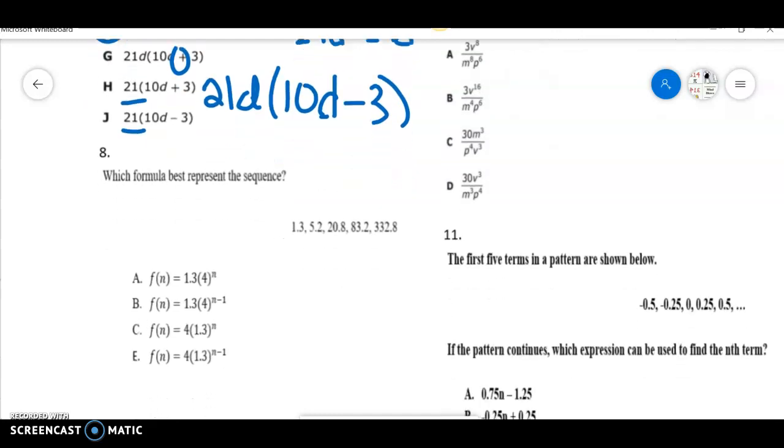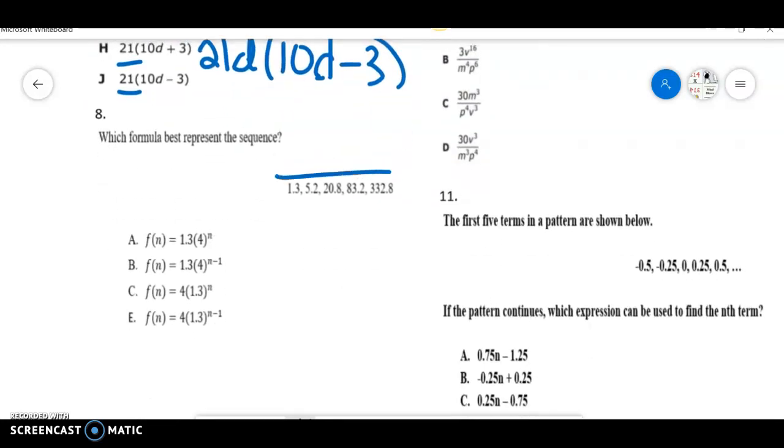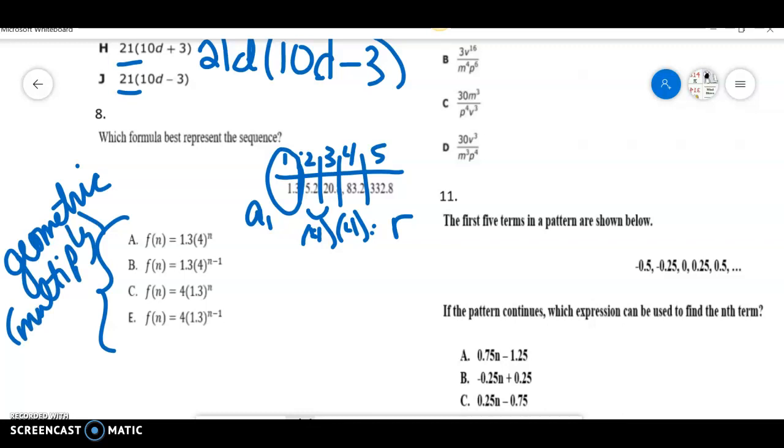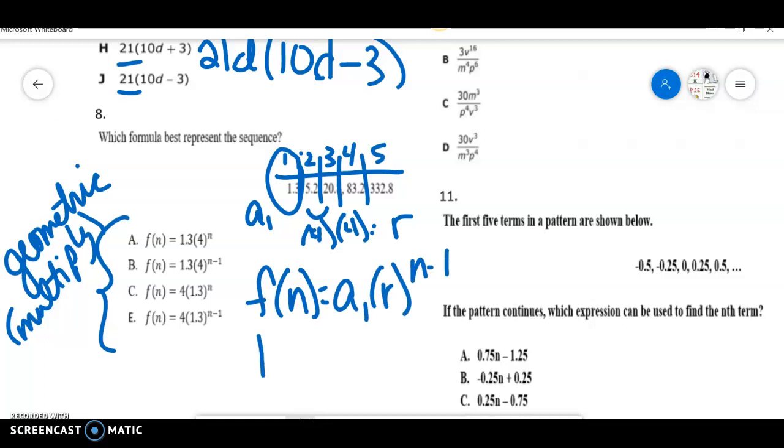Number 8 is a formula, and you need to remember when we do a sequence, we do not start at 0, we start at 1. So this is our a sub 1. We can see that these are multiplying by 4. So that is our r, because all of these are geometric sequences, meaning that they are multiplying. Our formula was f of n is equal to a sub 1 times r to the n minus 1. When I plug my numbers in, 1.3 is my a sub 1, 4 is my r, times n minus 1, which is letter B. So if it's a sequence and you don't have the minus 1, don't choose those.